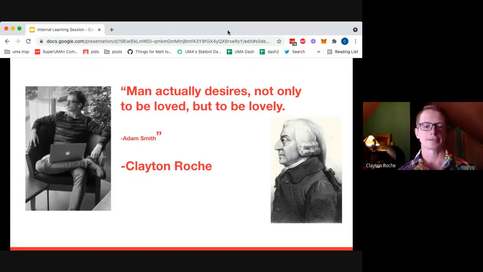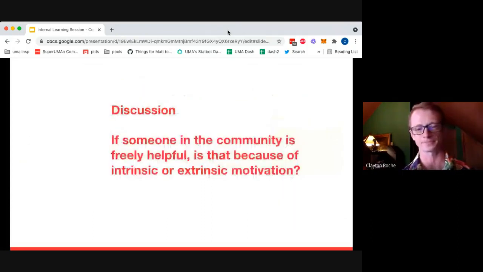So this brings me to this thing that I famously quoted Adam Smith saying, which is that man actually desires not only to be loved, but to be lovely. Adam Smith being the famous economist, of course. So here's a discussion question for you guys. This is the midway through chat break. If someone in the community is freely helpful, is that because of intrinsic or extrinsic motivation? What do you guys think?